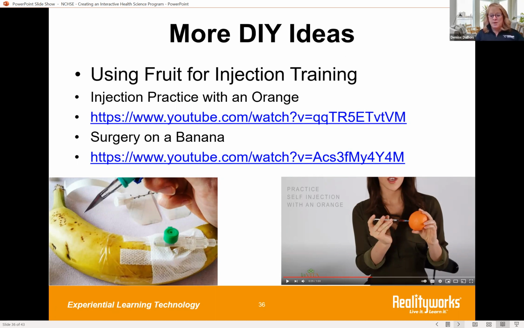And I've also seen, I don't have any links here, videos where you can also use fruit for doing things like suturing, cutting it open and then practicing suturing. So if that's something you think would work for your program, you might want to give that a try. Again, we're not advocating for or against, we're just sharing some of the information that we found when we were doing some of our research.